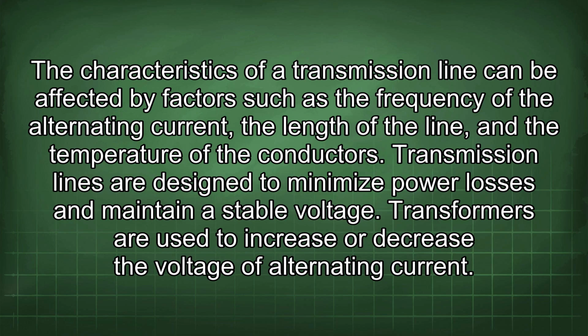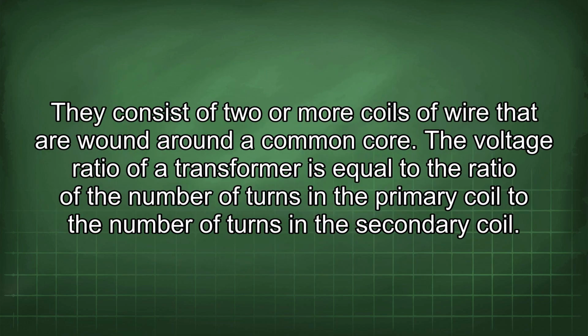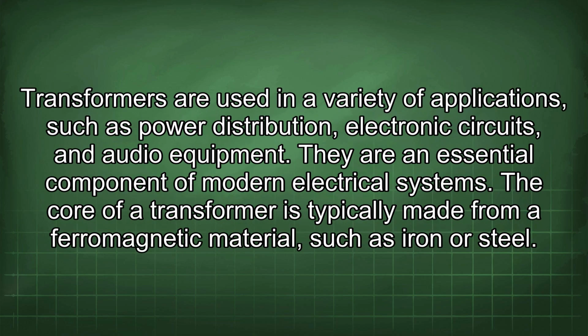Transformers are used to increase or decrease the voltage of alternating current. They consist of 2 or more coils of wire that are wound around a common core. The voltage ratio of a transformer is equal to the ratio of the number of turns in the primary coil to the number of turns in the secondary coil. Transformers are used in a variety of applications, such as power distribution, electronic circuits, and audio equipment. They are an essential component of modern electrical systems.